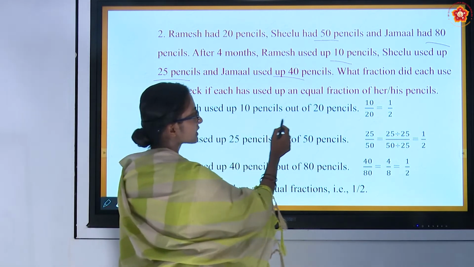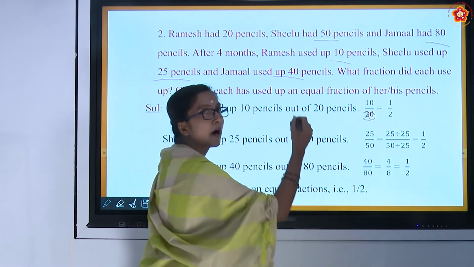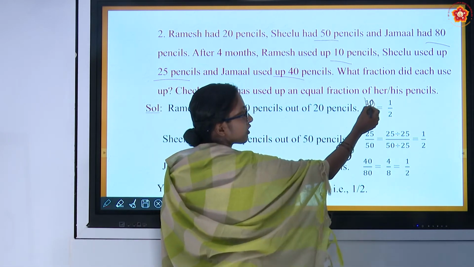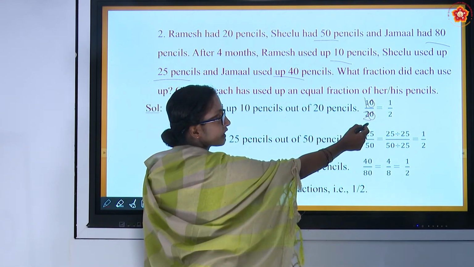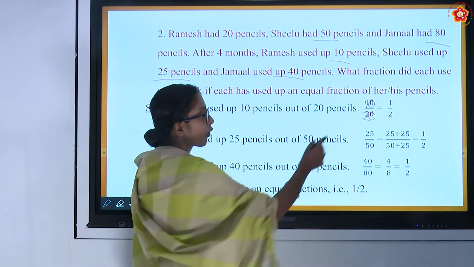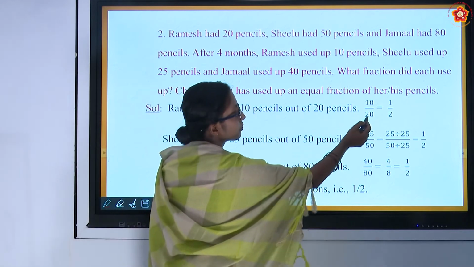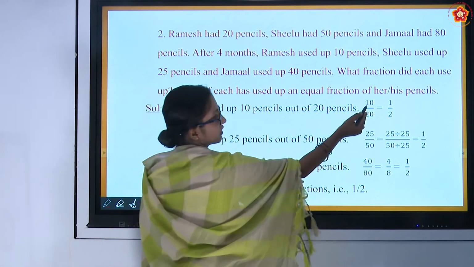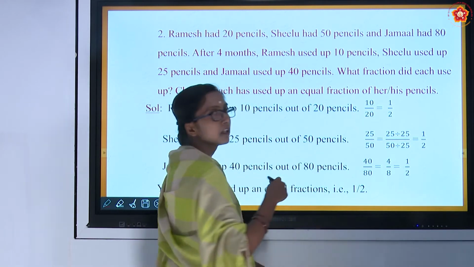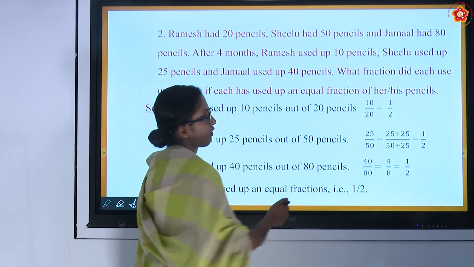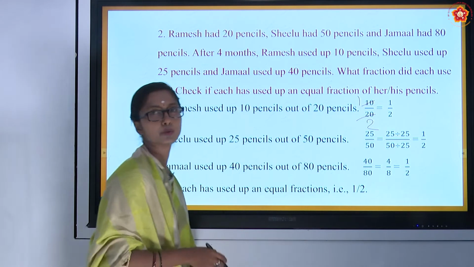Ramesh used up 10 pencils out of 20 pencils. So, the whole is 20. Part is 10. Number of pencils used is 10. So, the 10 comes in the numerator and 20 will be in the denominator. Whole and part. The whole was 20 and the part 10 is written in the place of numerator. Now let's take it into the simplest form. 10 ones are 10, 10 twos are 20, that is 1 by 2.